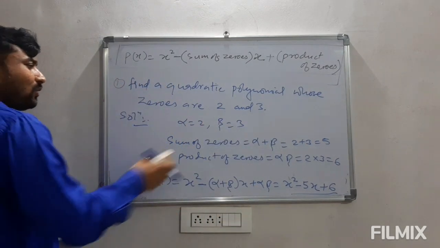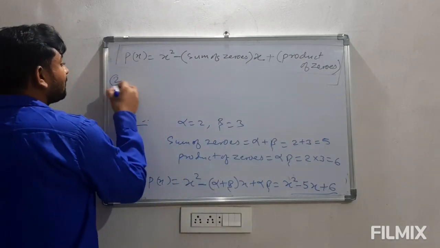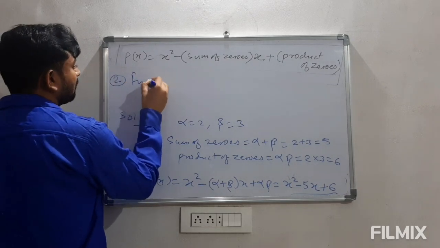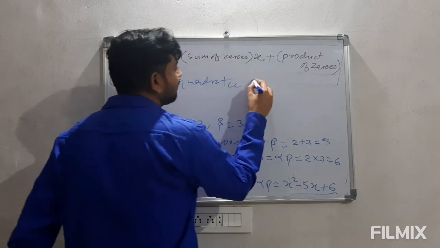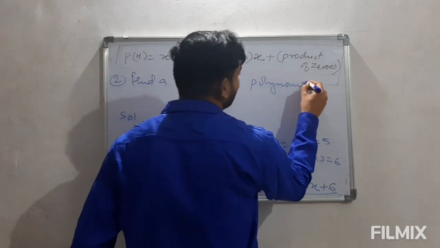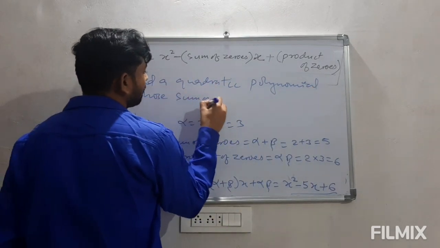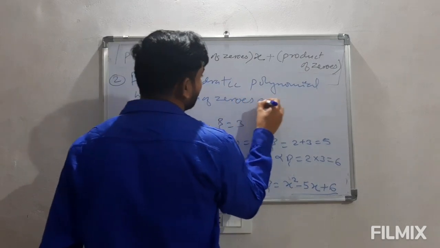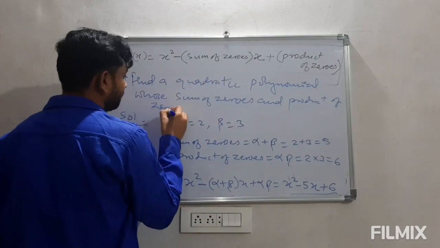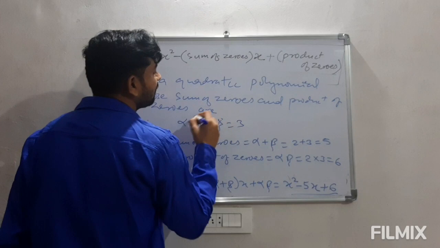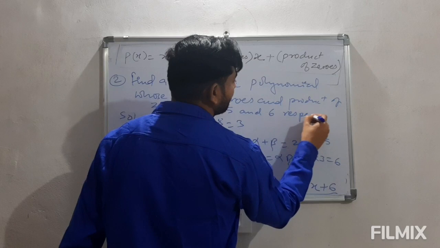Now more simpler question, I will be using the same result. For that the question is something, it can be like this. Find a quadratic polynomial whose sum of zeros and product of zeros are 5 and 6 respectively.